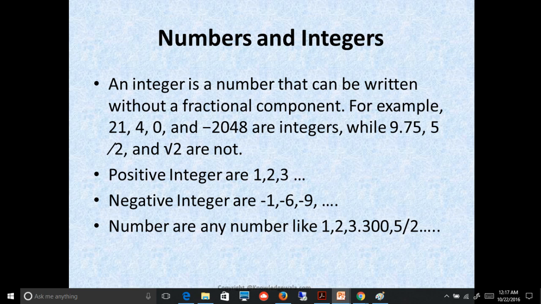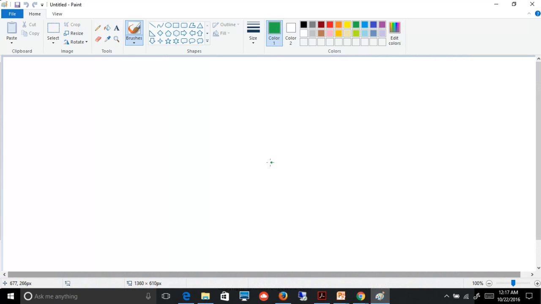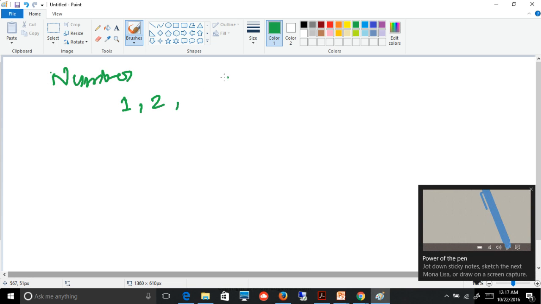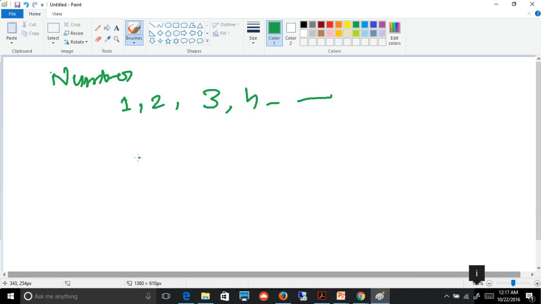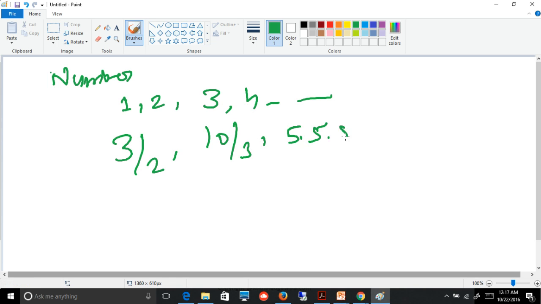Okay, so today I will start. As you can see here, number and integer. A number is nothing but it can be anything. If I explain here, I can say numbers are 1, 2, 3, 4 and so on. Also we can say 3 by 2, 10 by 3, 5.555, this is a decimal point. So this is also another number. The thing is, here we have to figure out which type of number these are. In this elementary algebra topic, we will cover the types of numbers.